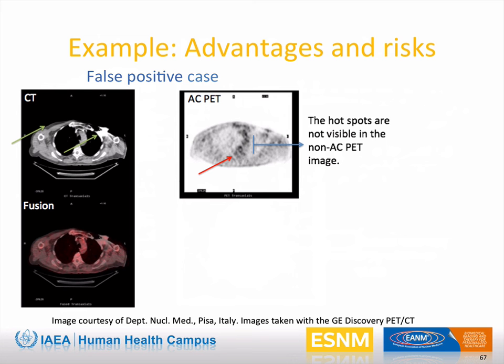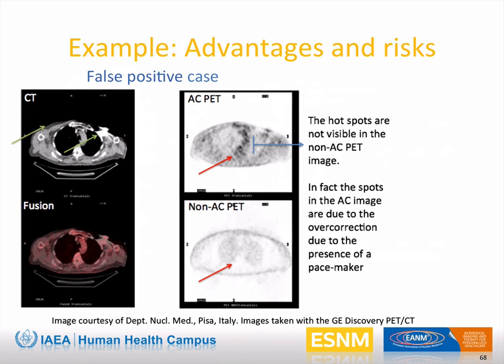In this example, some hot spots are visible between the lungs in the attenuation-corrected image. The reason could be the overcorrection of the attenuation due to the presence of a pacemaker that caused an artifact in the CT image. As a confirmation of this hypothesis, the non-attenuation corrected image is shown, confirming the absence of hotspots in the patient.